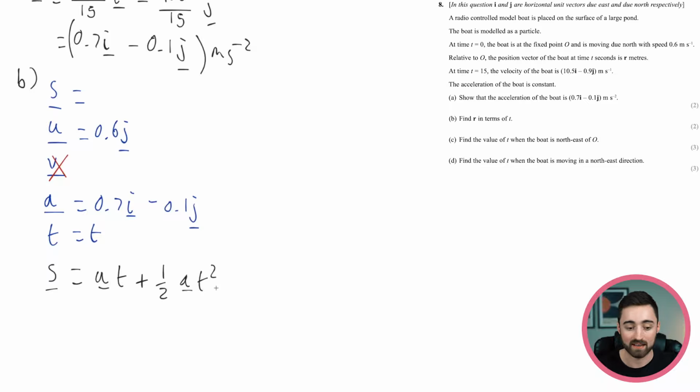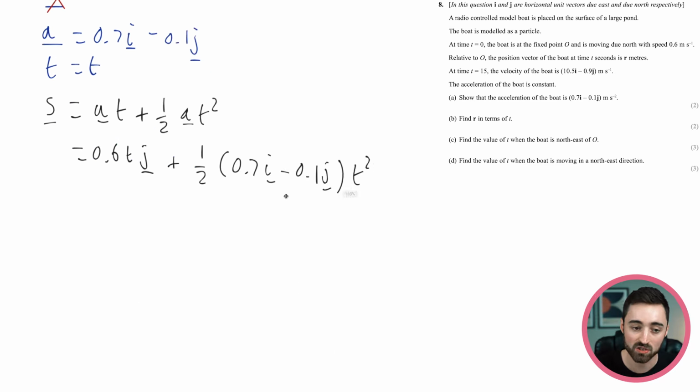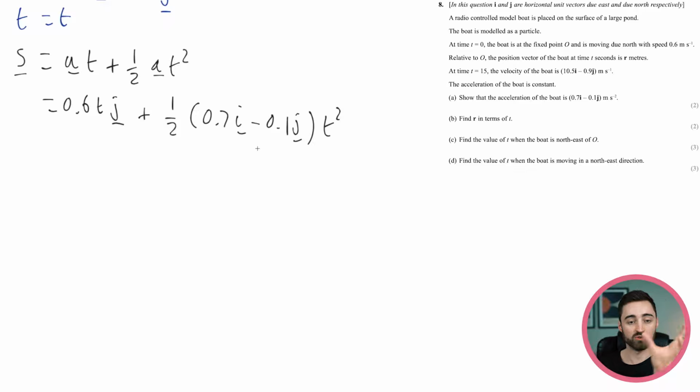Stick them in, you should be laughing. So this is going to equal 0.6t lots of j plus a half times (0.7i minus 0.1j) times t squared. So this is technically it, but I am going to simplify it. It's always a good idea to group your i's together and your j's together, because they're independent things, aren't they?